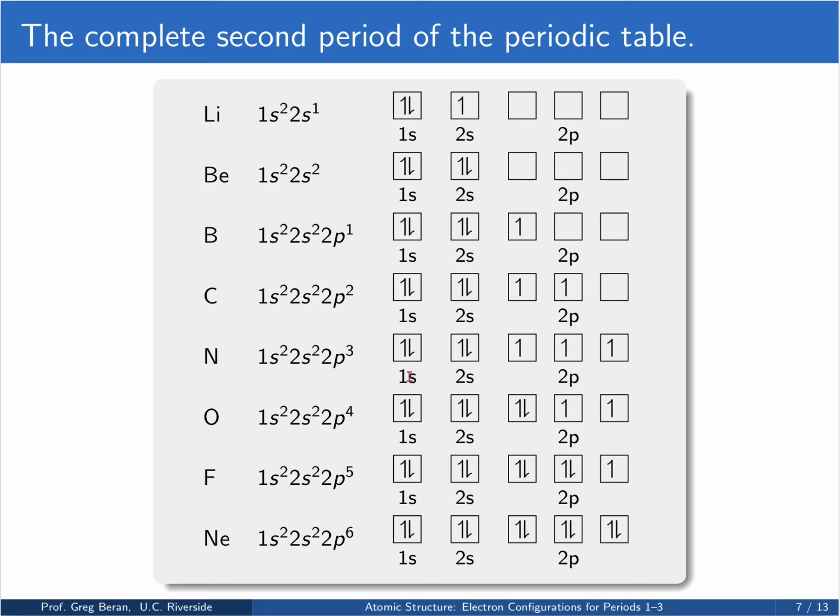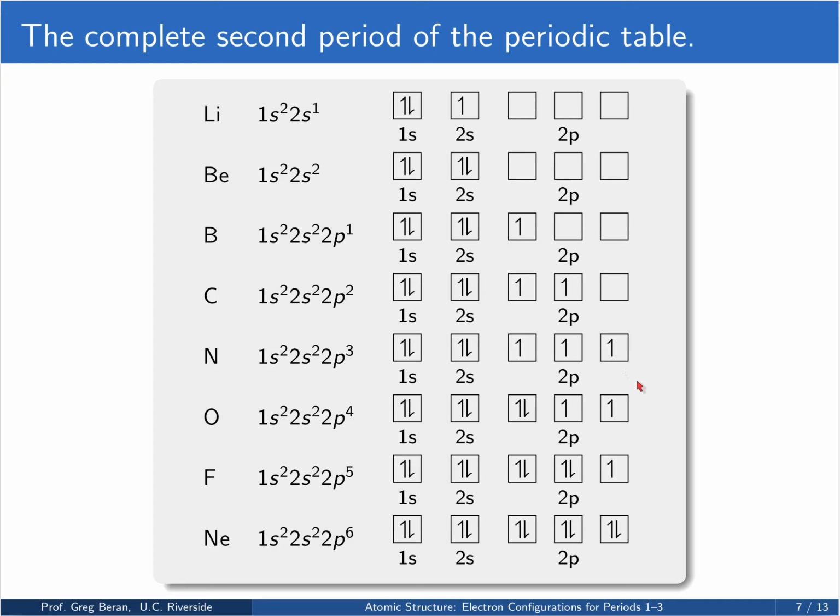Nitrogen has 7 electrons. The first 2 go in the 1s, the next 2 go in the 2s, and we have 3 remaining for the 2p orbitals. According to Hund's rules, we place 1 electron in each of the 3 2p orbitals and give them all the same spin. So nitrogen has a 1s2, 2s2, 2p3 configuration.